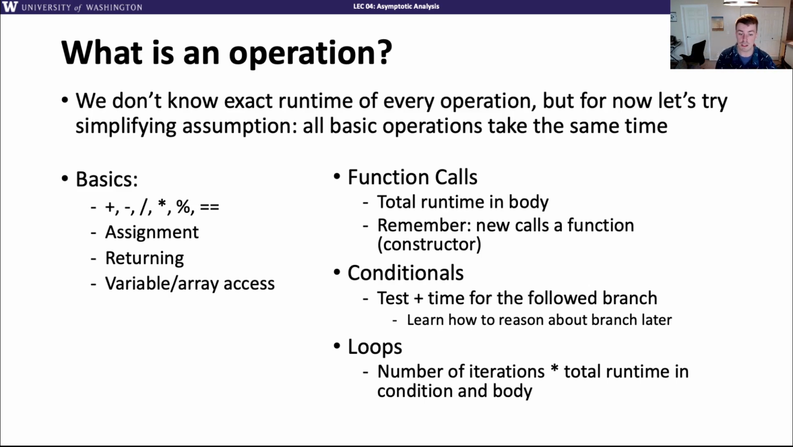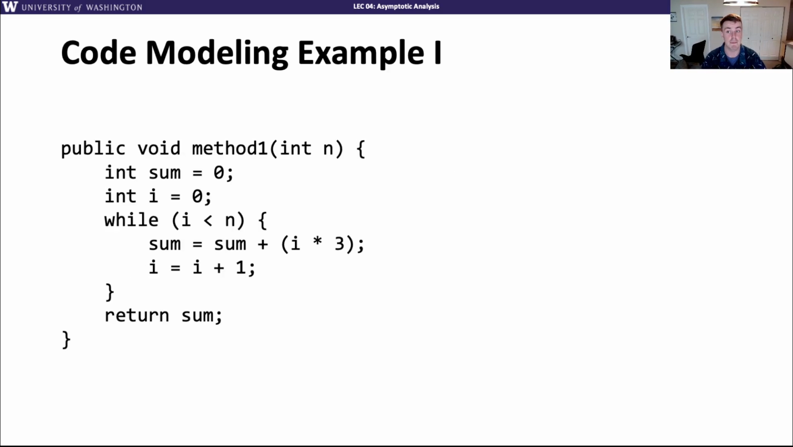And then for loops, well, that's the number of iterations of a loop times the total runtime of its condition when you have to evaluate should you enter the loop, plus the runtime of its body. So that's the total number of steps for both. And again, remember, this is not a valid assumption that all these basic operations take the same time, but it's still a useful assumption for our discussion right now, and we'll see why that assumption is okay to make.